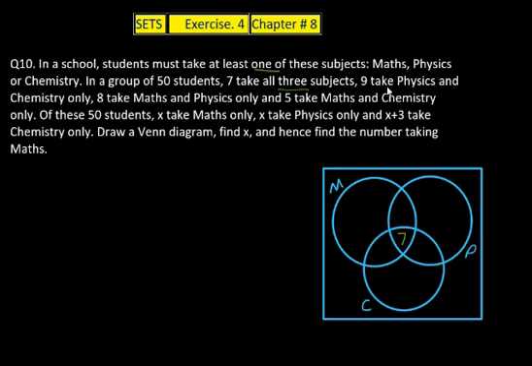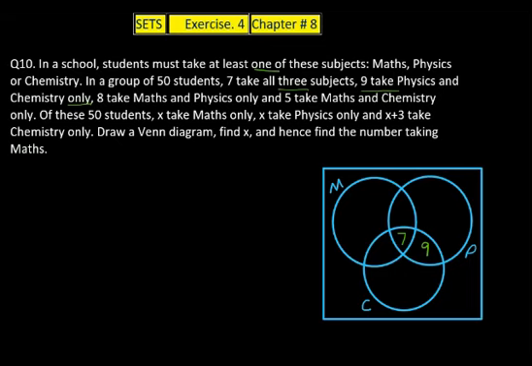Then it says 9 take physics and chemistry. It means this is purely the intersection of physics and chemistry. Physics is here, chemistry is here, so this area is 9. Look, this area also is there, but that area lies in M as well, and we are only looking at the 9 who take physics and chemistry only, and look at that word, only.